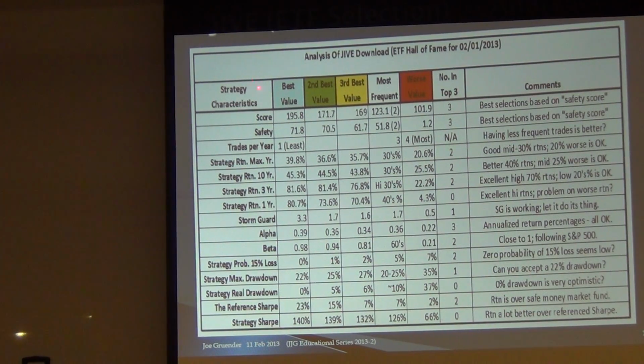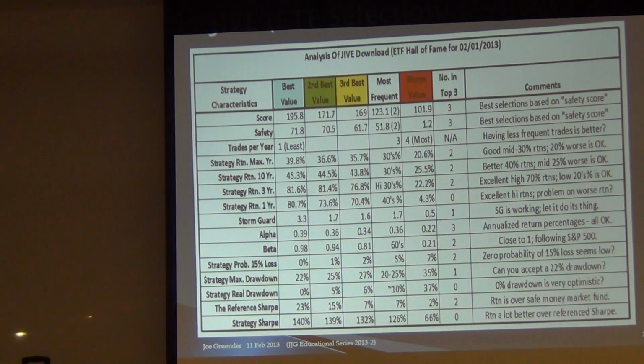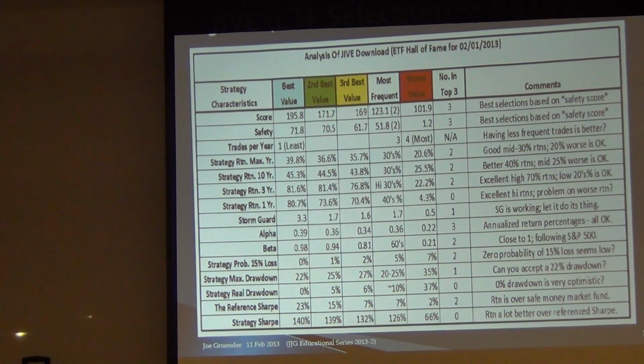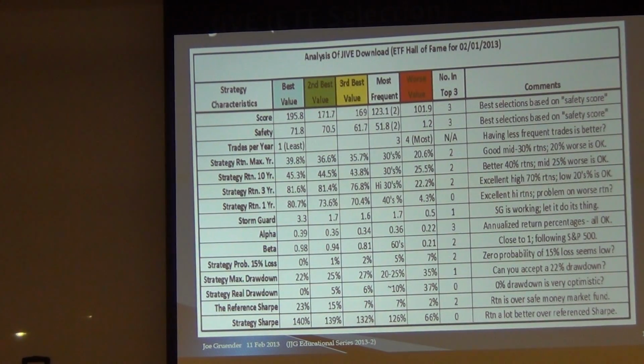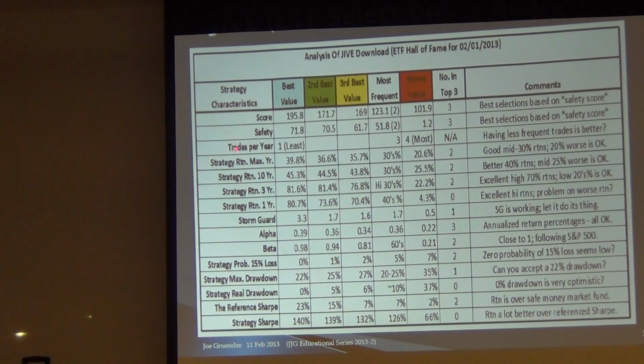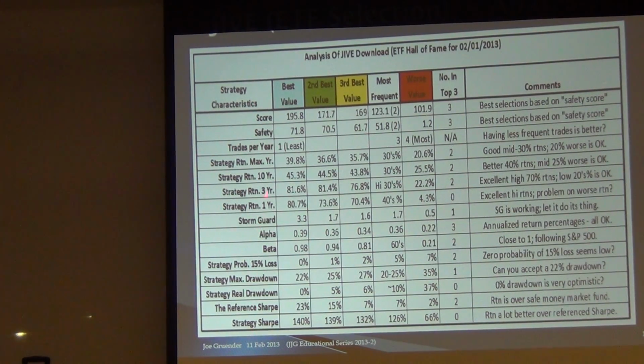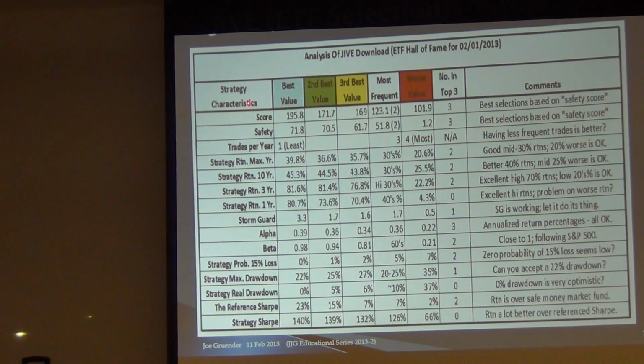So, for instance, under score, the best, I just showed you, is 195. The worst is 101. These will always be the highest because that's the safety score that is used for sorting of the data in the tab itself, in this case, the ETF tab. Then I look at each of these characteristics that are left that I feel are important.